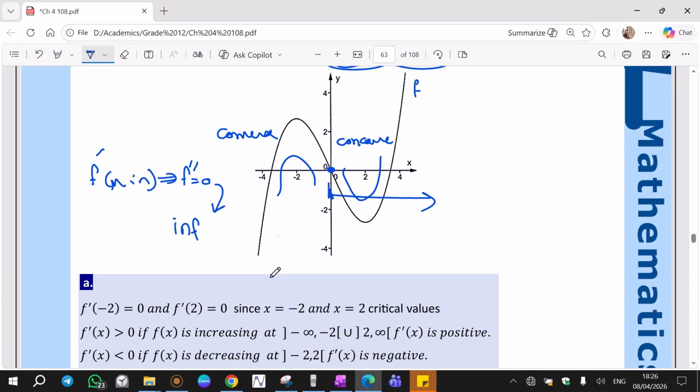And when f double prime is equal to 0, f prime is minimum or maximum. Here it is minimum. Why? Because this side is convex, means negative. This side is concave, means positive. Negative is going down, positive is going up. Between them is minimum. Even if the question doesn't tell us minimum, we can tell it is minimum by writing the sign of f double prime. Because when you want to find minimum or maximum for f prime, we are looking at the sign of f double prime.